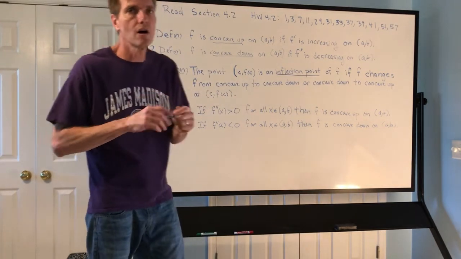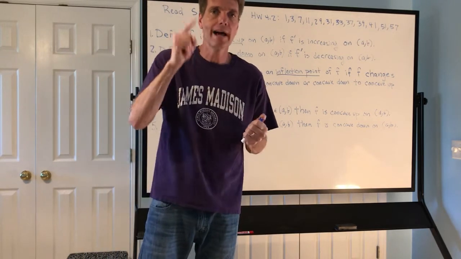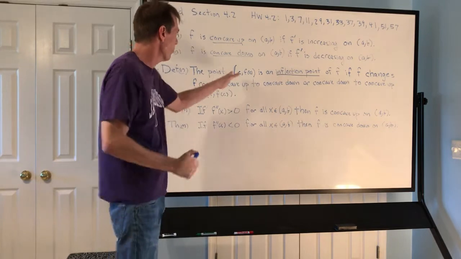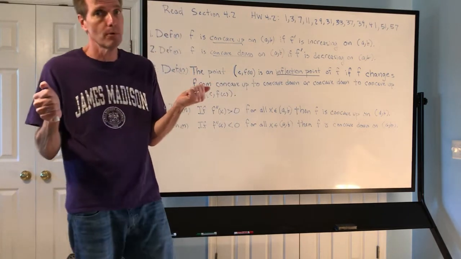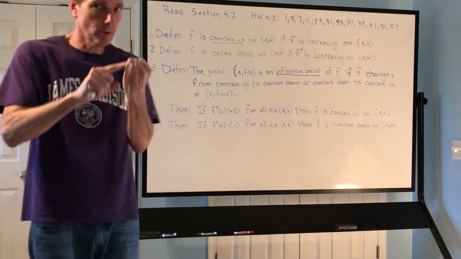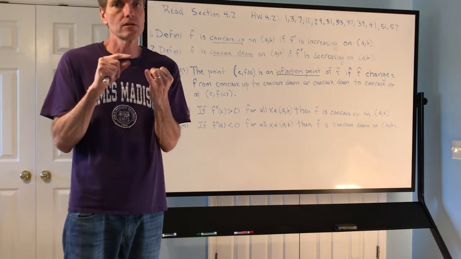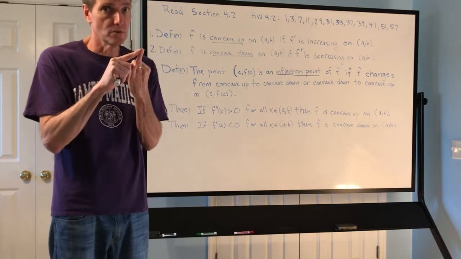So a place on the graph where concavity changes is an inflection point. Now it's got an x coordinate and a y coordinate because it's an actual point on the graph. Critical points: domain values, just x values. Local maxes, local mins, global maxes: y values. Okay?